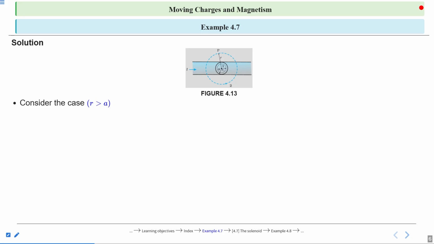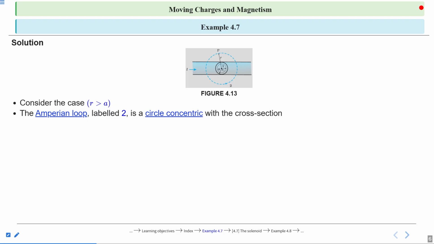Firstly, we consider the first case, which is r greater than a, meaning an outside point. Any point where we have to find the magnetic field is lying outside the wire. So the Amperian loop labeled 2, you can see in the diagram, is a circle concentric with the cross section.